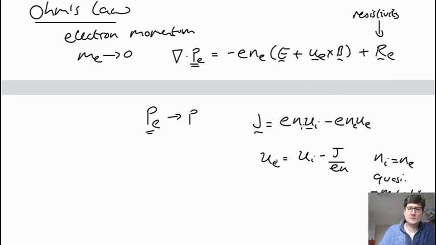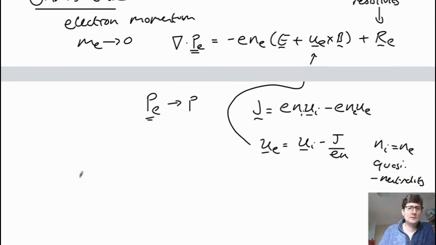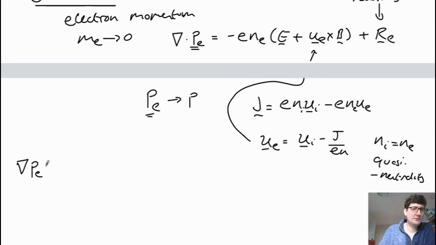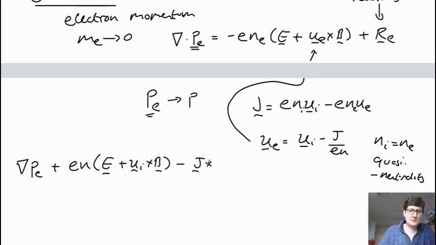So then we substitute this expression for u_e into here. So this term here goes into there. And we end up with a term which is a gradient of electron pressure on this side. e n, so it's ended up with an E plus u_i cross B, plus the ion flow cross with magnetic field. Then we end up with a term from this current. So we end up with a minus, so this e n cancels with that e n, so we end up with a minus J cross B. And then we have the R_e term at the end, of course, so plus R_e.